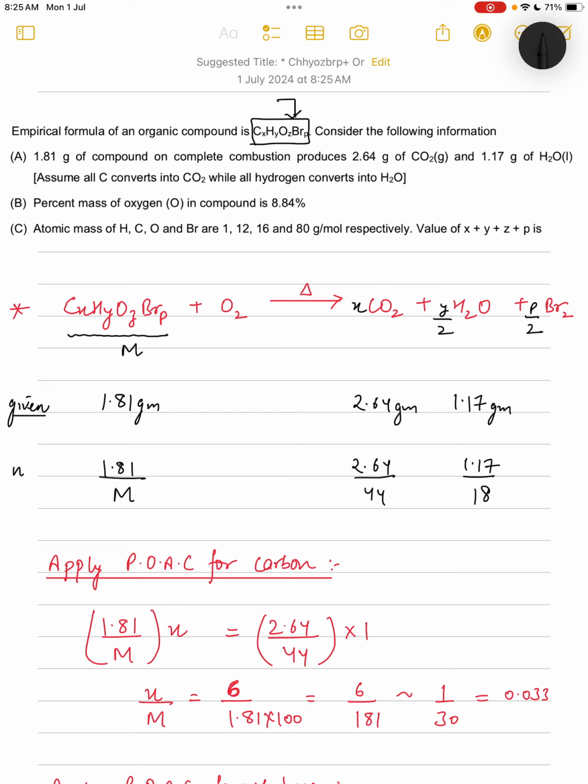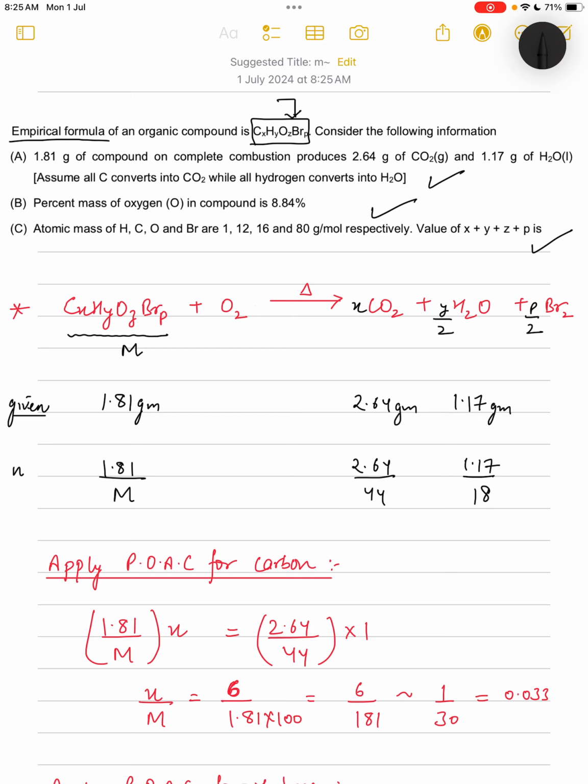how to find the empirical formula. Second, we should know the combustion reaction of hydrocarbons. Next, we should know the application of the mass percent concept, right? So, by using these concepts and by understanding how to proceed using the given information, these three important statements, we have to solve the problem.